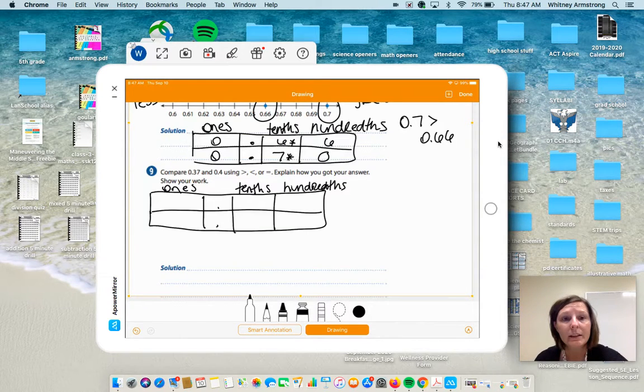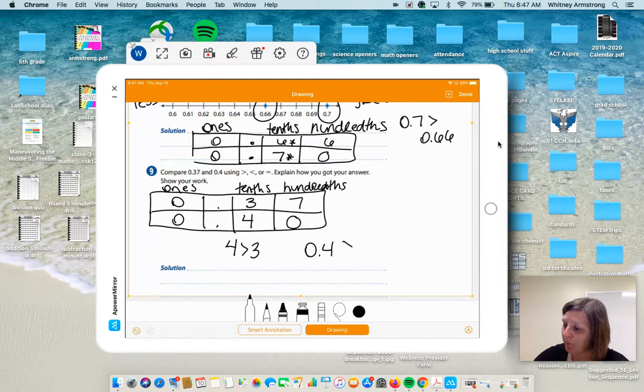All right, so let's talk about this. I went ahead and drew my place value chart because that's the easiest way for me to see if things are equal or not. So I'm going to write in my 0.37, and then I have 0.4. I have a blank spot, so I'm going to fill that in with a 0. I know that my ones places are equal to each other, so I need to move over to my tenths place. Well, I have a 4 and a 3. I know that 4 is greater than 3. So that means that 0.4 is greater than 0.37.